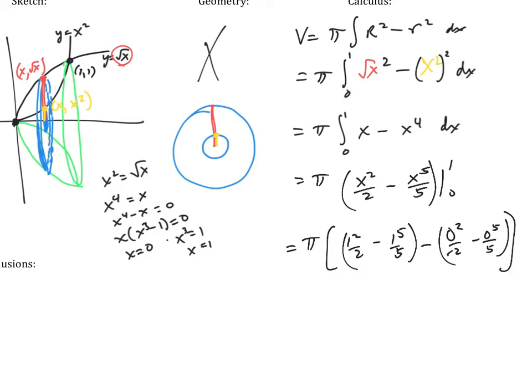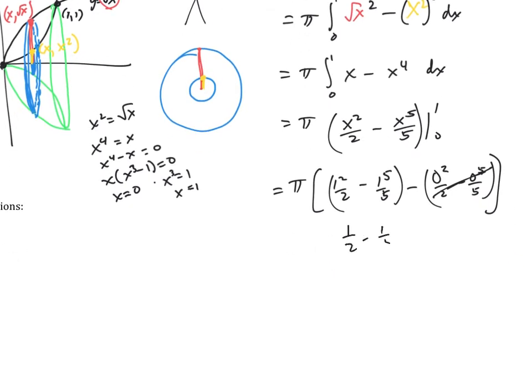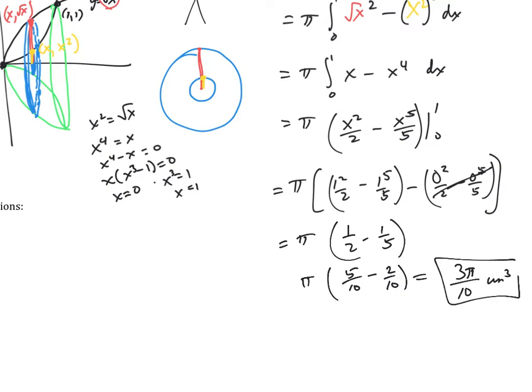Love it when that works out, when I have the zeros and everything cancels out. Be careful because that doesn't always happen. And I have 1/2 minus 1/5, it looks like, multiplied by pi. I guess I'll get common denominators there. 1/2 is 5/10, 1/5 is 2/10, giving me 3/10 times pi, or 3 pi over 10, for a final answer there.